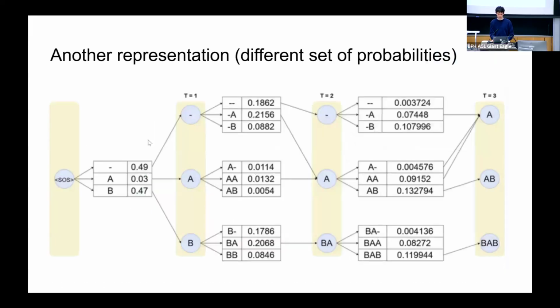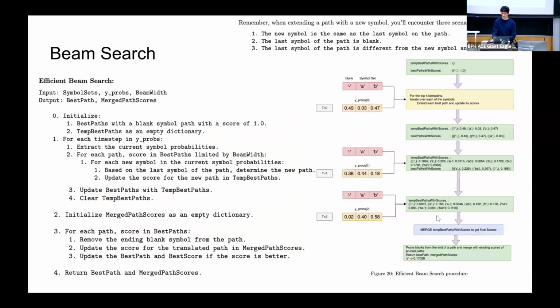So here's another example, another representation with a different set of probabilities and different solution set. So we have our SOS, which is like the start of our sequence, and then we have our dash, A, B, which is our highest probability, and we continue that time step, so on and so forth, until at time step equals 3, we have AB, A, AB, and BAB. So here's a little bit of a code implementation that we can go over, but it's not going to be useful for this lab. So I just have it here, and that is it.